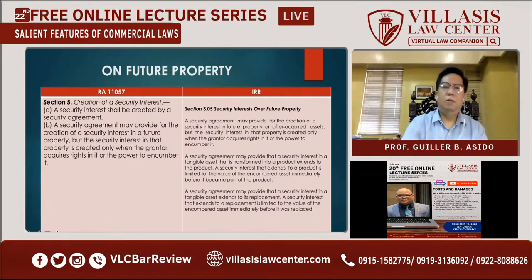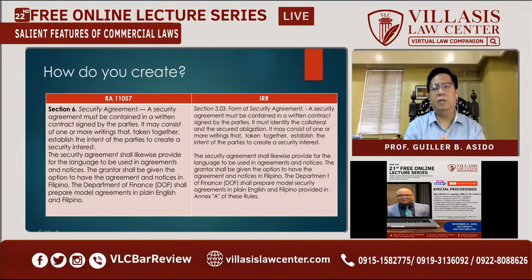Now, as we said, there is a formal requirement already in terms of how you create the security interest over movable collateral. And that document, which I said a while ago, is referred to as the security agreement. If you read Section 6 of the Republic Act in terms of the formal requirements, proper reference in the IRR can also be made to Section 3.03, with respect to the form.